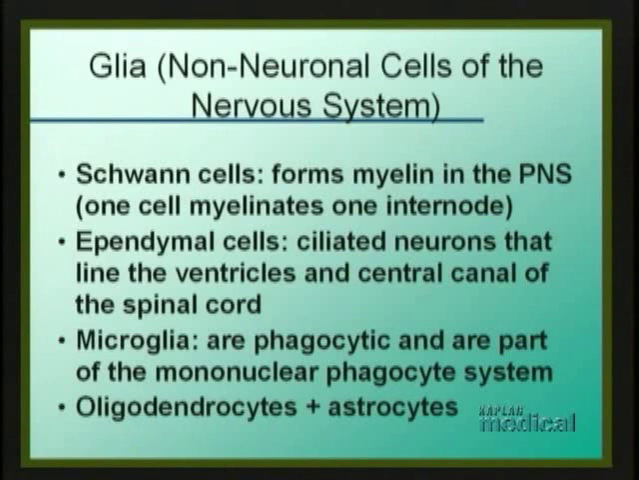Ependymal cells are non-neuronal glial cells that line the ventricles and the central canal of the spinal cord. Microglia, as we've already indicated, are not derived from the neural tube, but migrate into it and act as phagocytes. Oligodendrocytes and astrocytes were summarized previously. Again, remember that oligodendrocytes can provide central nervous system myelin for a number of axons that are immediately adjacent to it.